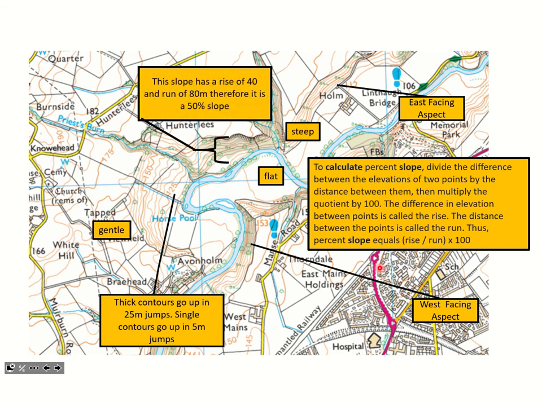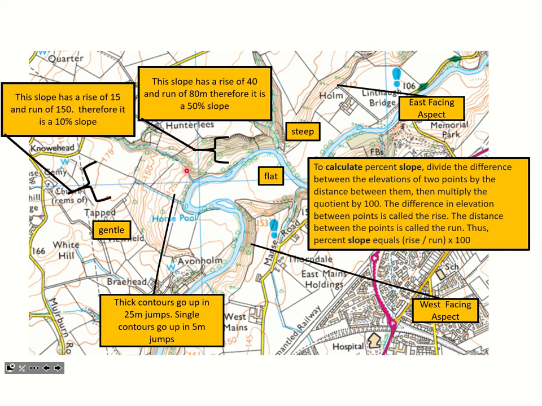So here's a couple of examples. This slope has a rise of 40 and a run of 80. So I do 40 divided by 80 times 100. I get a 50% slope. That's a really steep slope. And consequentially, that's why there's no roads going up it, or anything built on it for that matter.